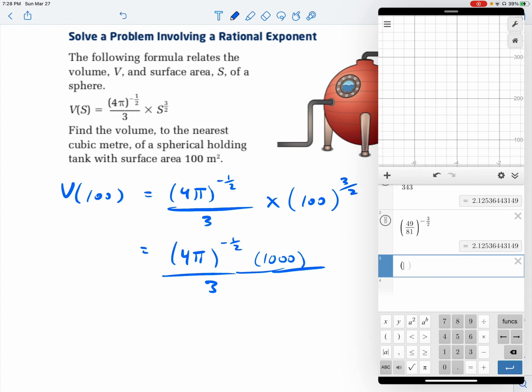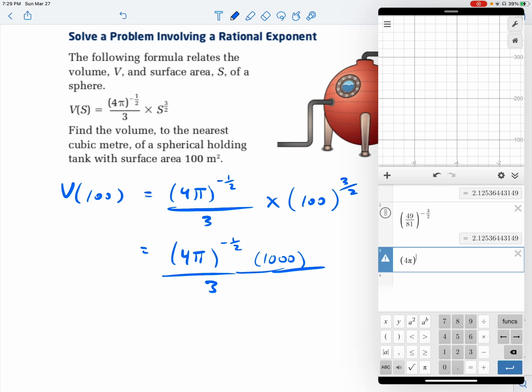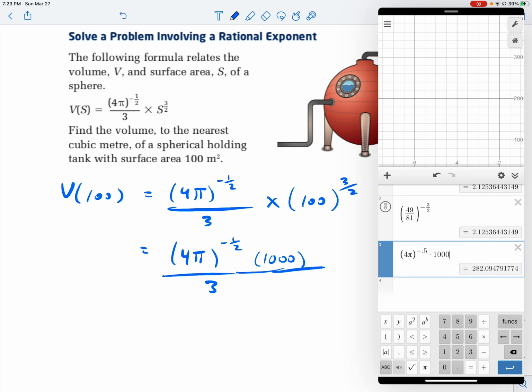Okay, I'm going to go ahead and do that. 4 times pi, all that raised, I put that in a bracket, to the exponent negative 1/2. You can write in negative 0.5 if you want. That'll keep it nice and easy. Then multiply this whole thing by 1,000.